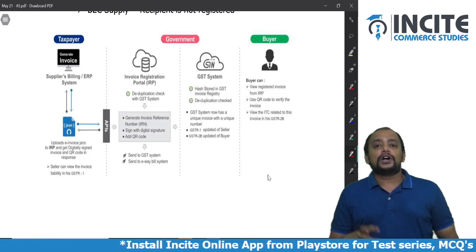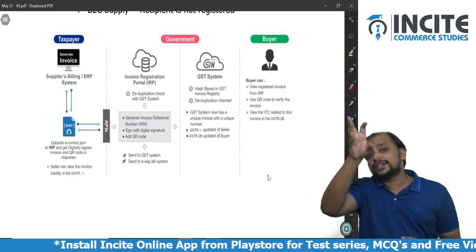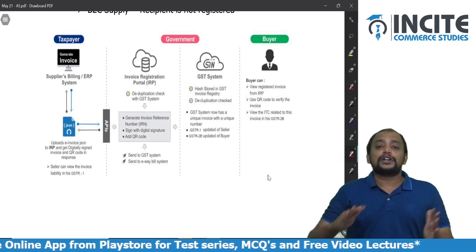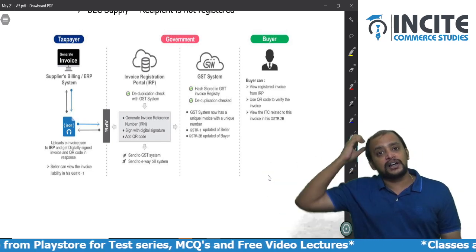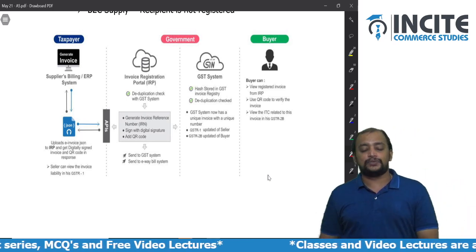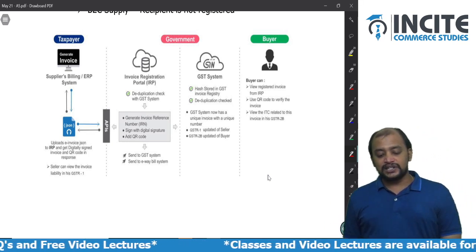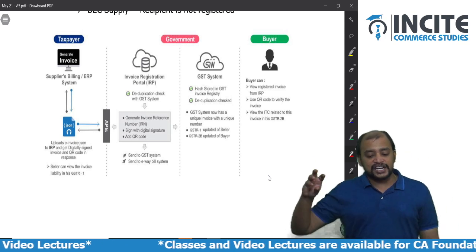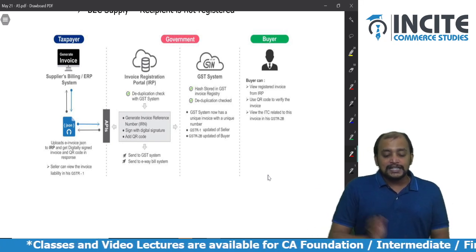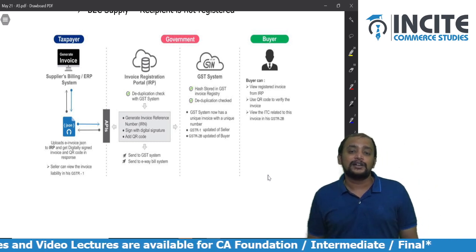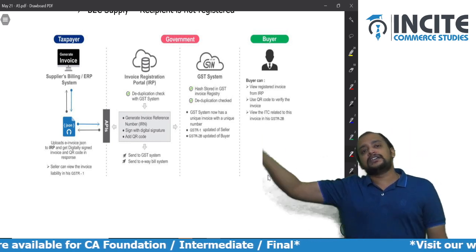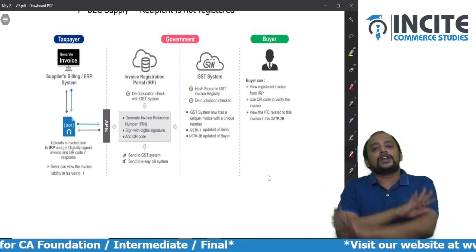Okay. So from this invoice registration portal, the data will be sent to the GST system and the e-way bill system. So it will automatically come into the GST server while preparing GSTR1. So this supplier, this taxpayer, while preparing GSTR1, it will automatically come. The GST system has stored it in the GST invoice registry after the deduplication check. The GST system now has a unique invoice with a unique number. GSTR1 will be updated for the seller. Got it? So the invoice data will automatically come into GSTR1, and even in GSTR2B to the buyer, this data will automatically come. So they don't have to do anything.